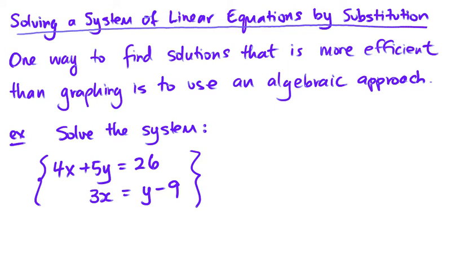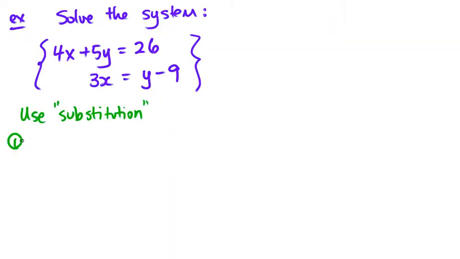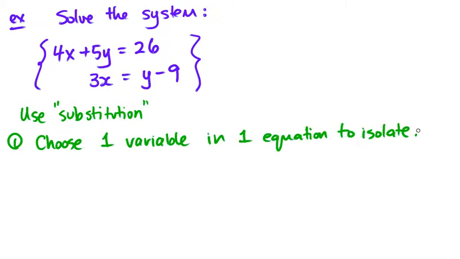Now, there are a few different algebraic approaches, but the way I'll teach you in this section is something called substitution. In substitution, first, choose a variable in one of the equations to isolate. It doesn't matter which equation, and it doesn't matter which variable. However, it is easier to choose some variables in some equations. For instance, in this system, it would be easiest to choose this y to isolate because it's 1y, and it's going to be very easy to isolate that single variable.